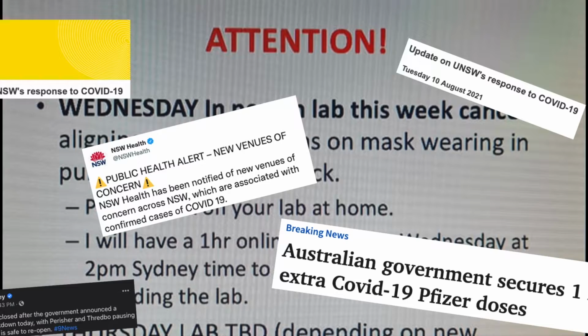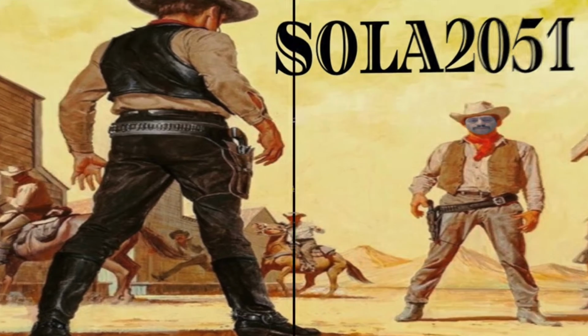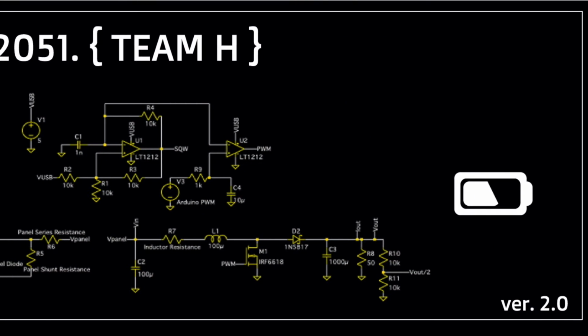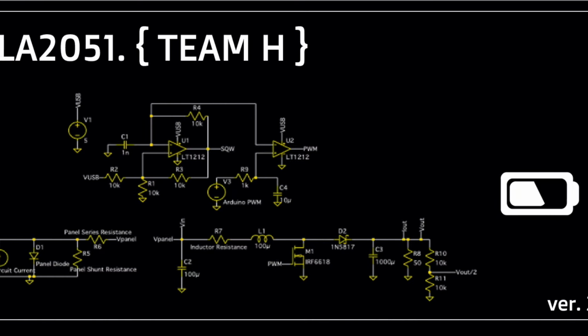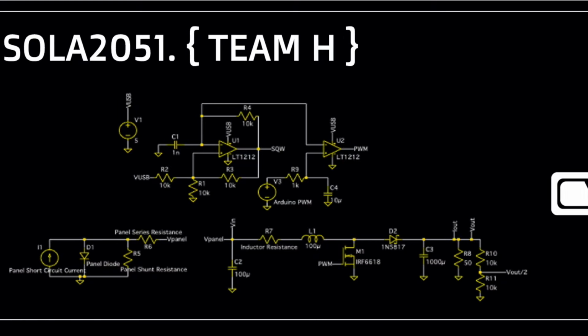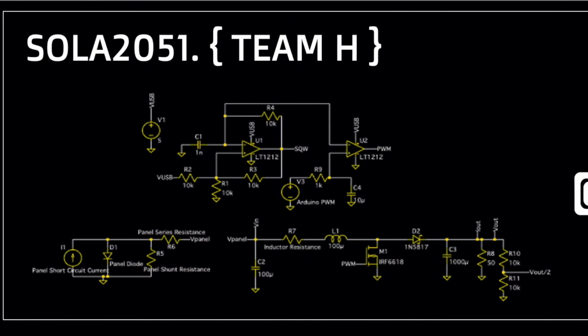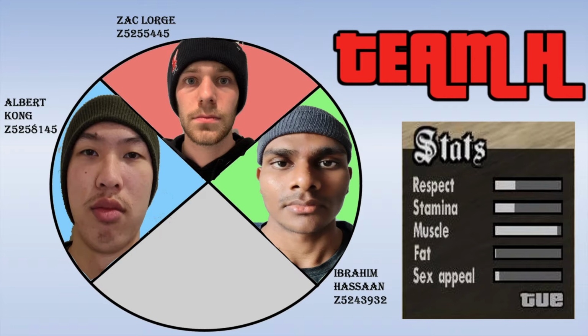For term 2 2021, we'll be taking SOLA2051. In this course, students were given the opportunity to design and build a boost converter to charge their mobile phones by using a mini solar panel. Split into groups to undergo this mission, one group was known as Team H. This is their story. This team consisted of Zach, Albert, and Ibrahim.